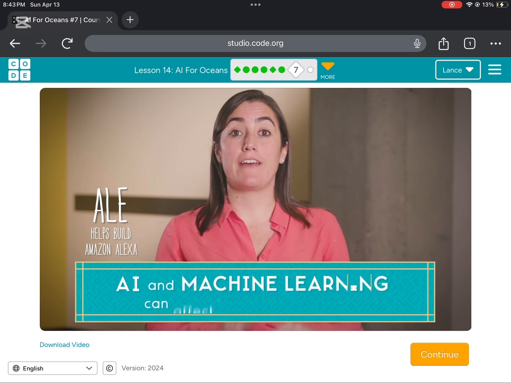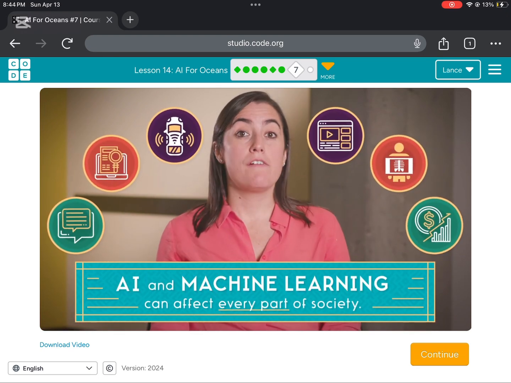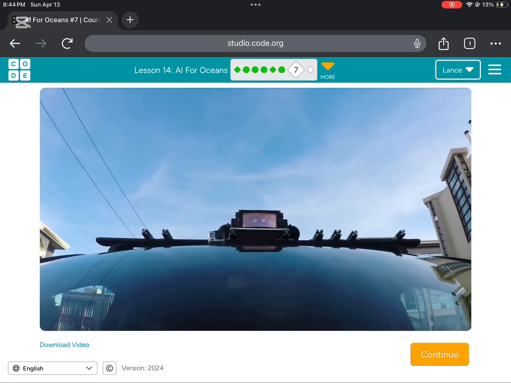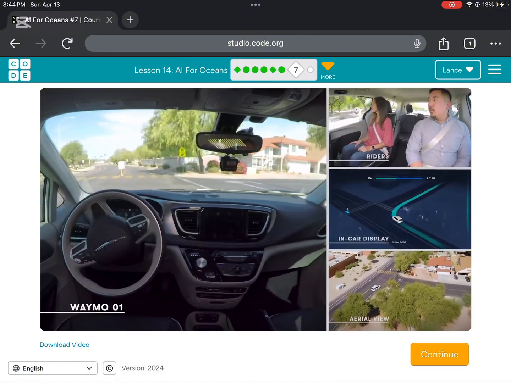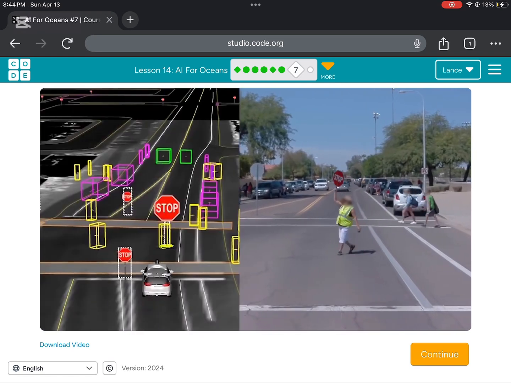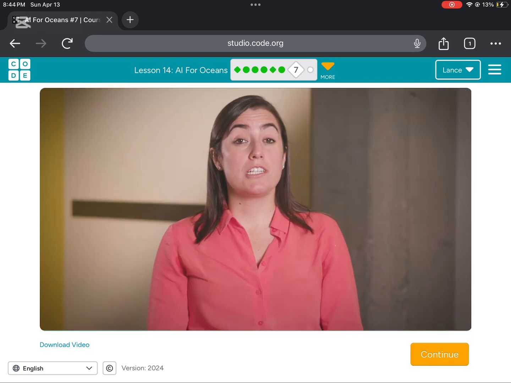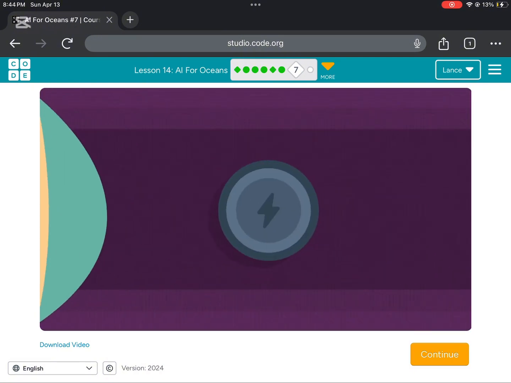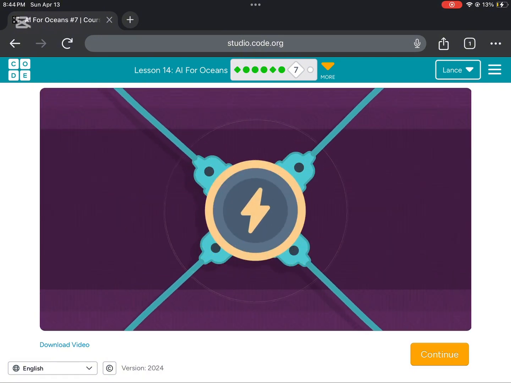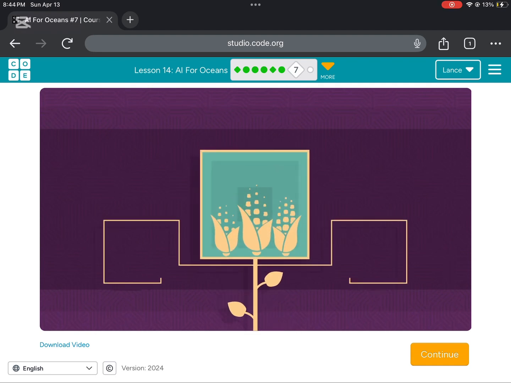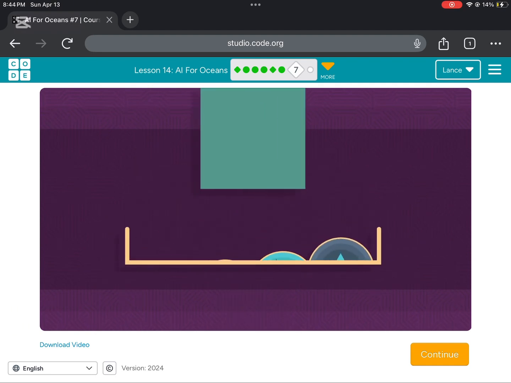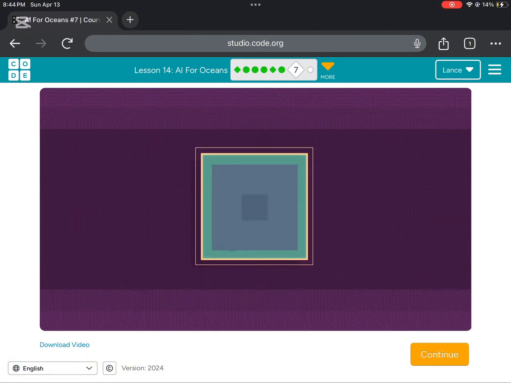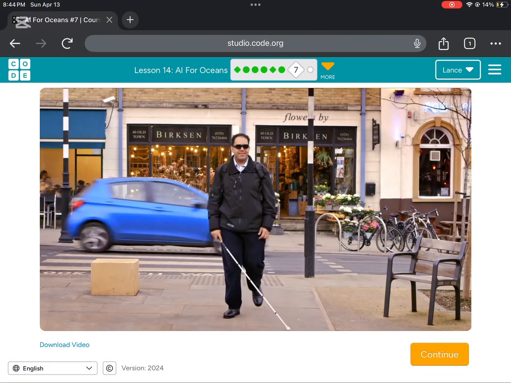AI and machine learning can affect every part of society. For instance, self-driving cars use AI to recognize their surroundings, track objects, and make super important decisions, like when to stop. Machine learning is already being used in some really amazing things. It's allowing us to be more energy efficient. We use it to improve how we grow food and manage natural resources. It's dramatically changing how we diagnose diseases and create new medicines. It's even helping the blind see.